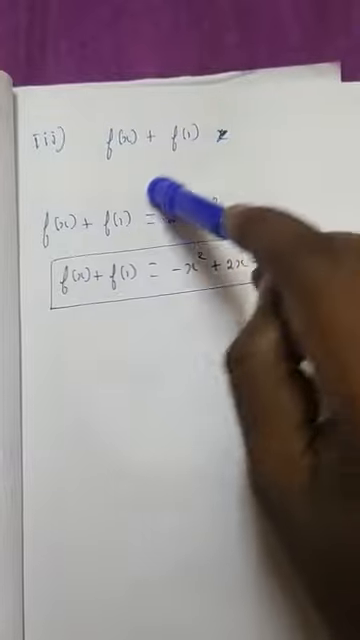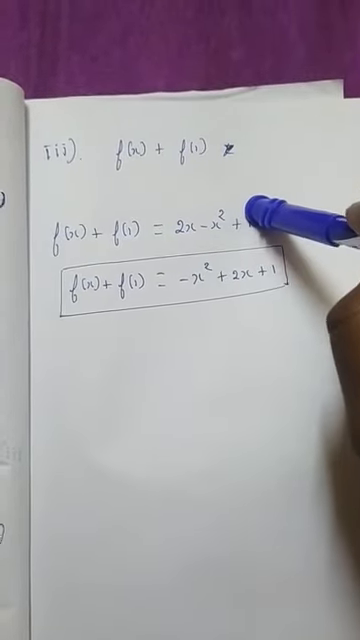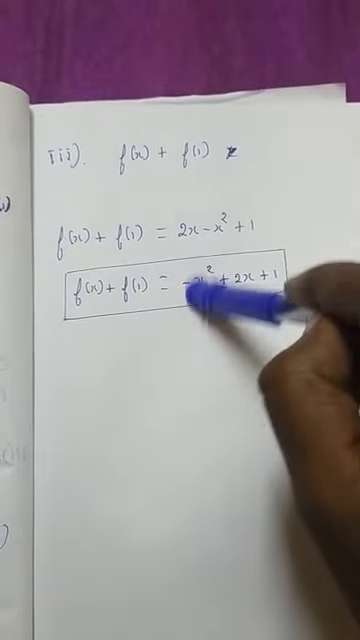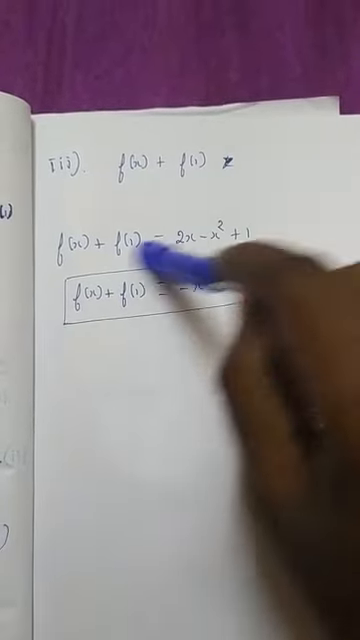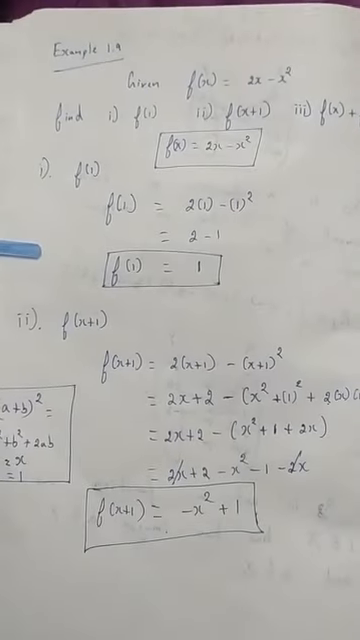That's all. So now we have to write the equation in standard form. So the biggest power should come first. So minus x square plus 2x plus 1. This is the answer for f of x plus f of 1. So that's all about this problem.